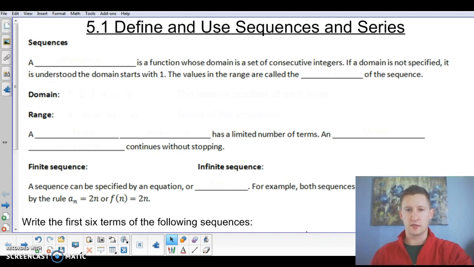Hello, algebra students. In this lesson, we're going to look at how to define and use sequences and series. This is the first video and the first lesson of our newest unit that we're starting in second semester.